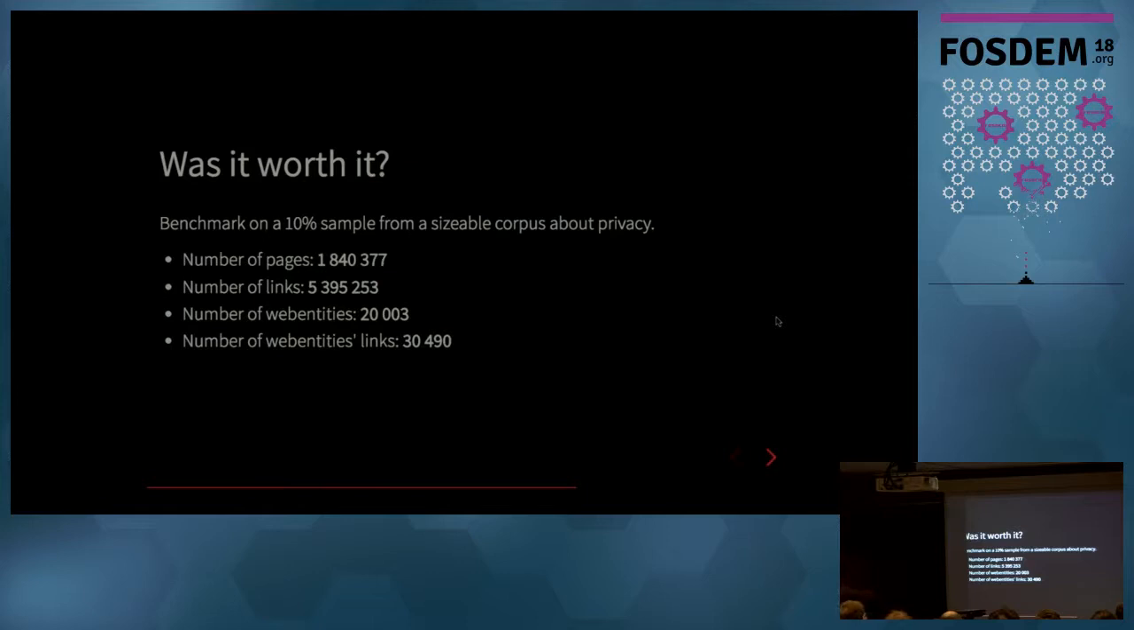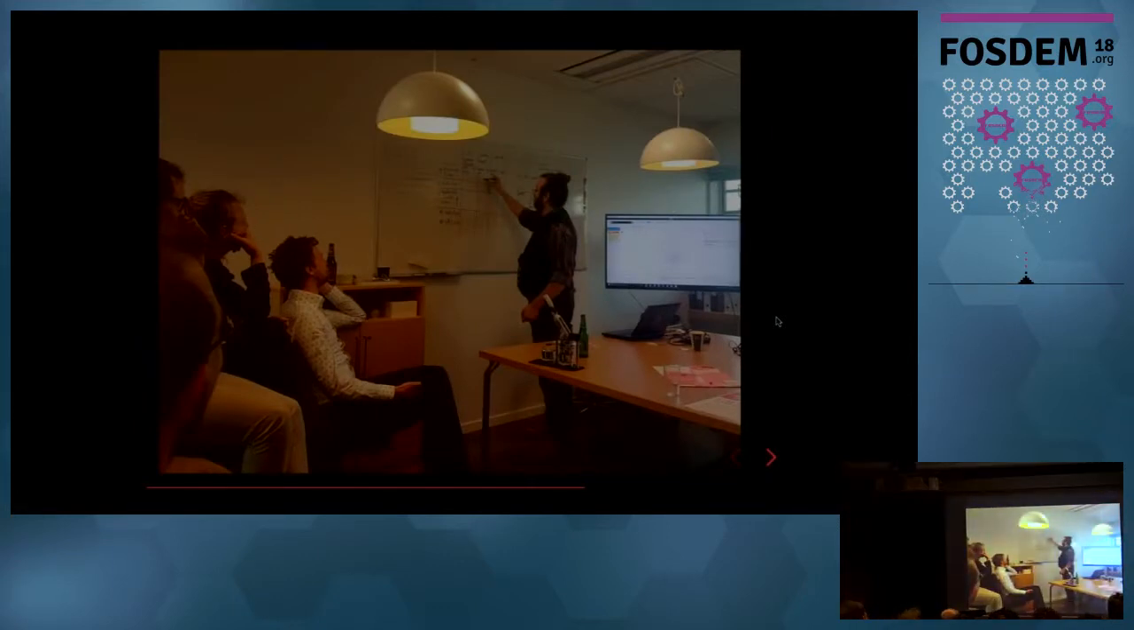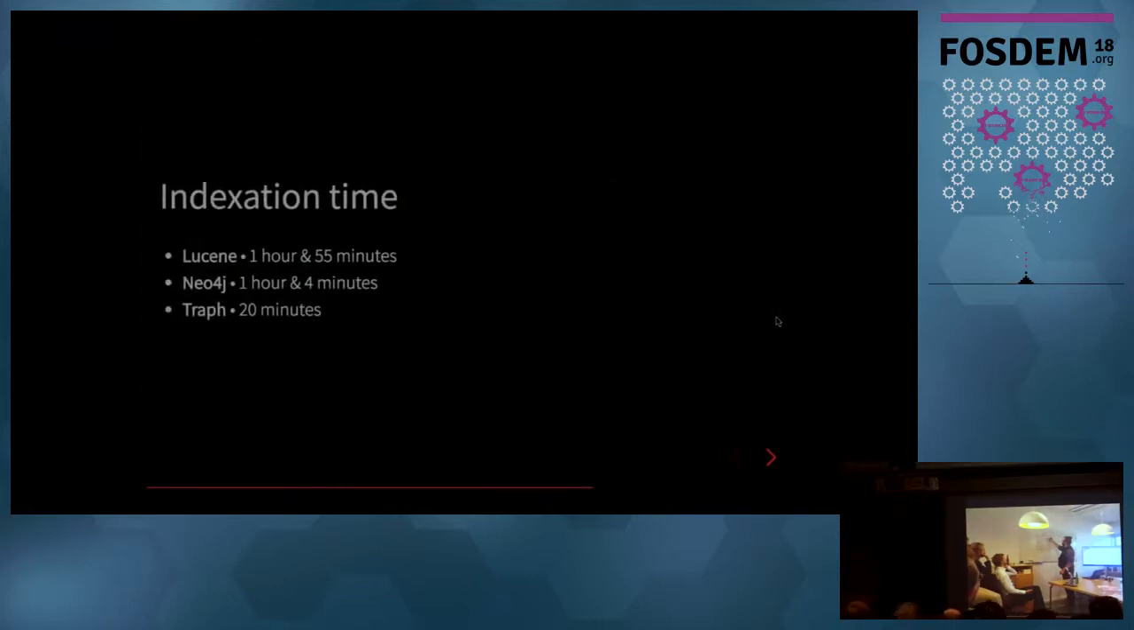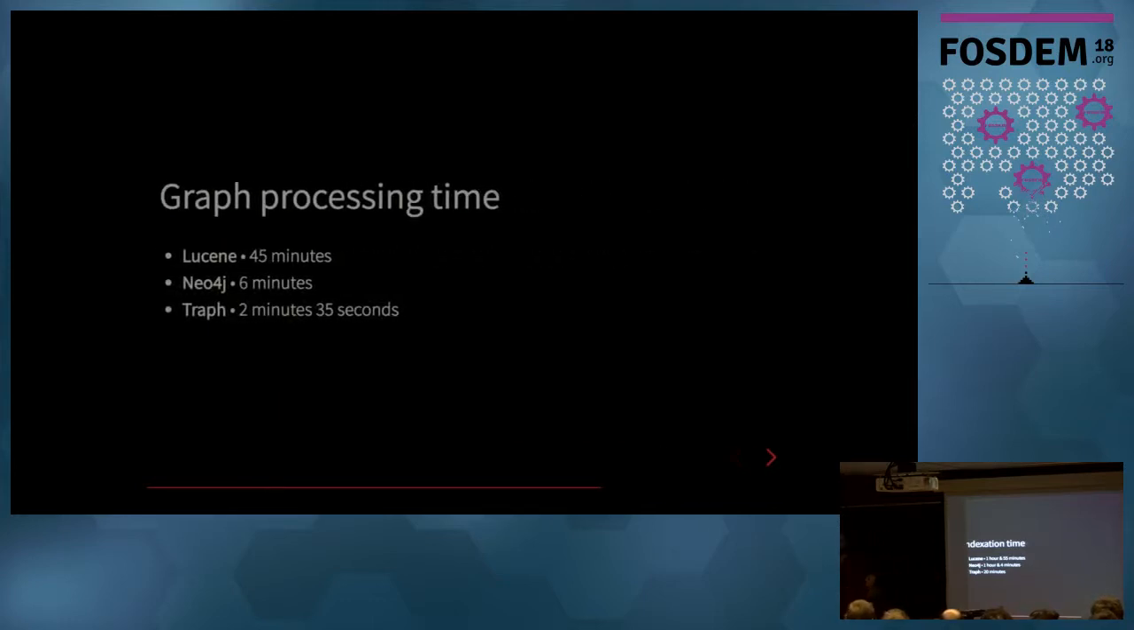Okay. So we did a benchmark on a small corpus, a 10% sample of a sizable corpus about privacy and data privacy. So we have 1 million pages, 5 million links, 20,000 entities, and 30,000 links between those entities. So we did the benchmark, we dropped the trick, and Mathieu presented the results of the benchmark. So to index the thing, to insert pages in the database, Lucene took us 1 hour and 55 minutes. Neo4j took 1 hour and 4 minutes, and the Traph took 20 minutes.